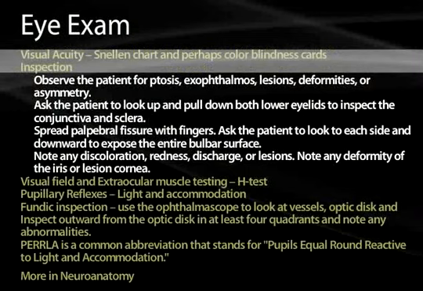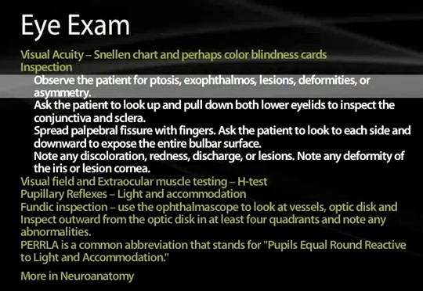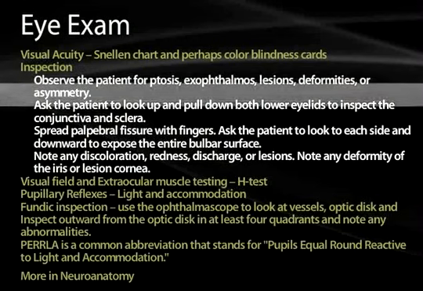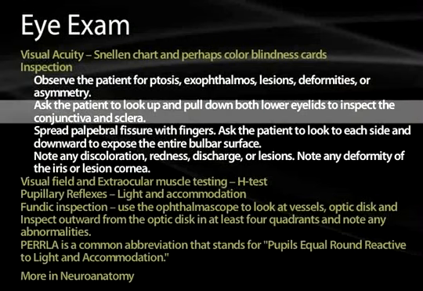In general, though, you're going to have the visual acuity test, which is tested by the Snellen chart, and even color blindness cards. Then you're going to do an inspection of the eye, which is going to be observing for ptosis, exophthalmosis, lesions, deformities, or asymmetries. Then you're going to ask the patient to look up and pull down and look at the conjunctiva and the sclera for any reddened or infected areas.